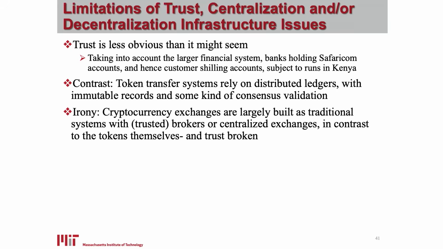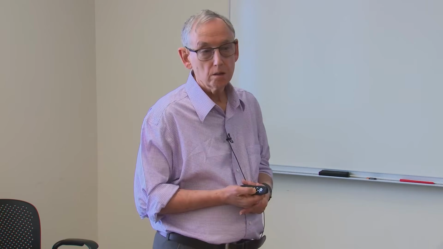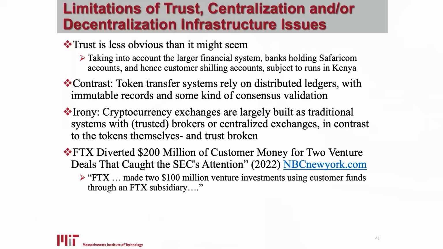Broadening the discussion out a little bit, you have multiple cryptocurrencies, but they are built as exchanges of one currency for another on trusted broker-dealers or centralized exchanges, not blockchains. So unfortunately, this is the story of FTX that diverted customer money into other investments. So that's the trust aspect.